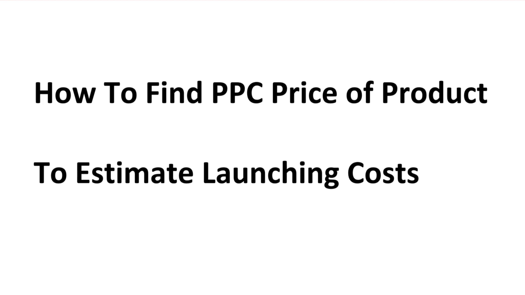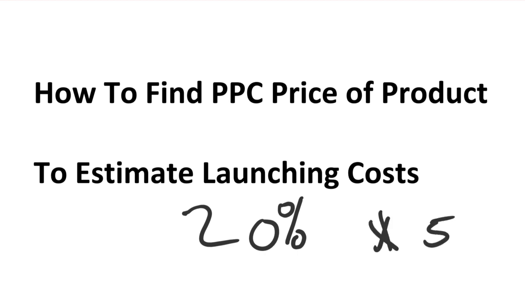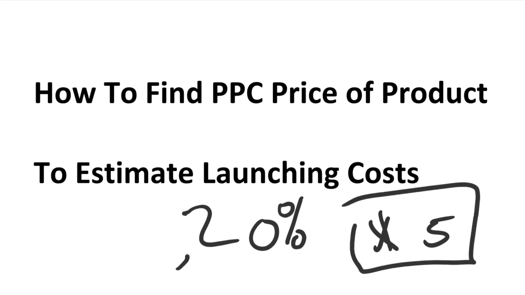This will be important because you're going to have about a 20% conversion rate, or give or take, if you are right for a keyword. So by looking at the PPC price, you'll essentially take whatever the price is and multiply it by 5, and that's going to get you what your PPC cost is. So if it's $1, it's going to then cost you $5 per sale. So this will help you estimate what your profit and loss and your launching costs are going to be.